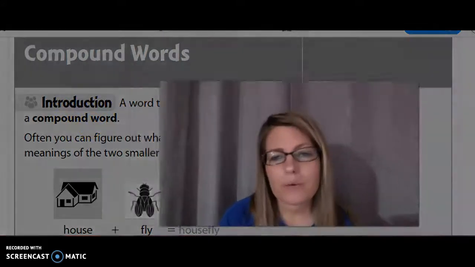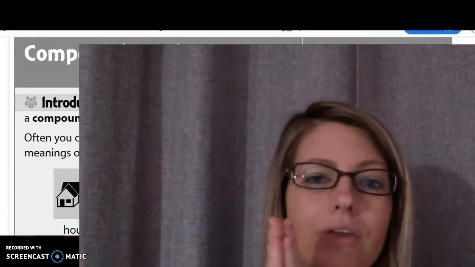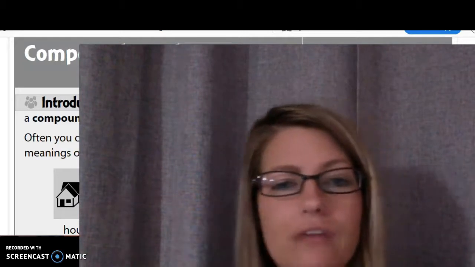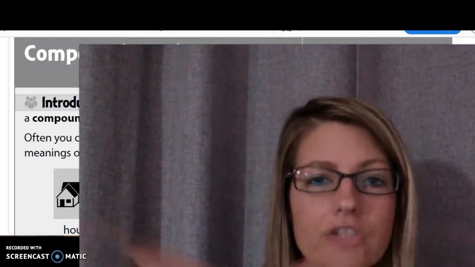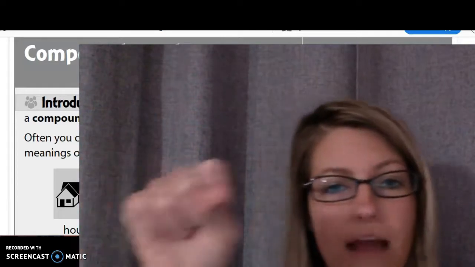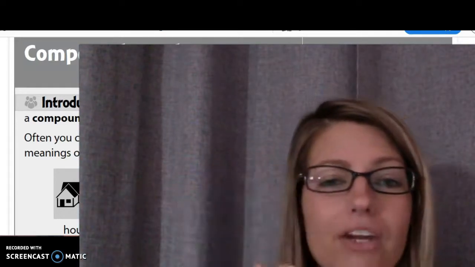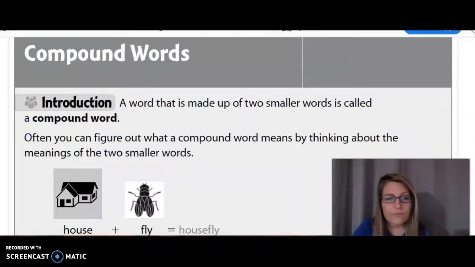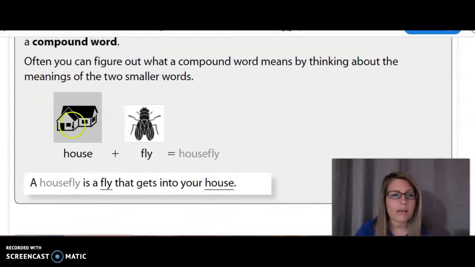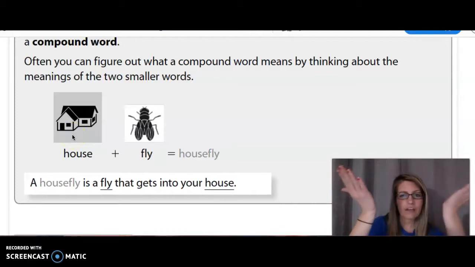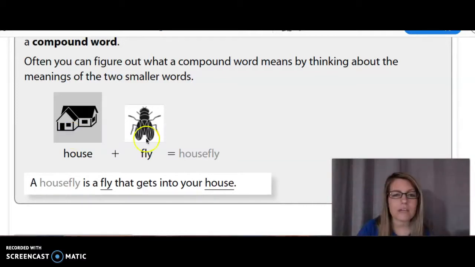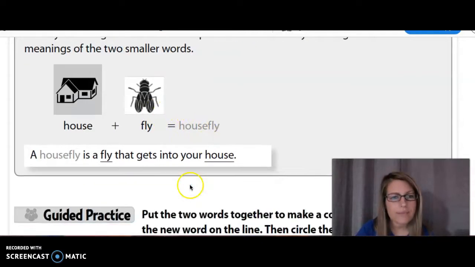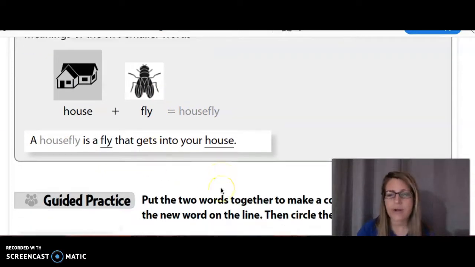All right, a compound word is a word that has two words put together to make a new word. Let me give you an example. Dragon, fly. Dragonfly. I took two words, dragon and fly, and I created a new word, dragonfly. So today, on page number 11, we start with the word house. I've got house, fly. If I put both of those words together, it creates the compound word housefly. A housefly is a fly that gets into your house.